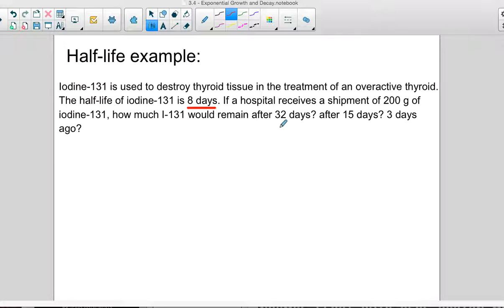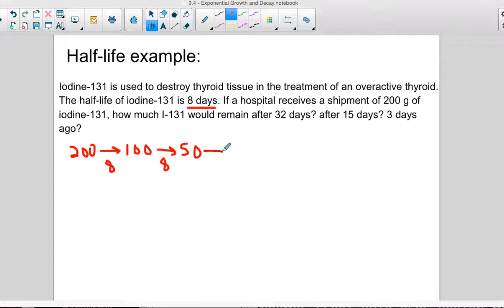Okay, so without even setting this up like the regular problems, I think we could probably do this. If you think about it, right now you have 200. Then 8 days later, so I'm going to put 8 under here because that's 8 days, how much would be left? Well, it's a half, so that would be 100. Then another 8 days, how much is going to be left if you had 100? Well, that would be cut in half again, and you'd have 50.